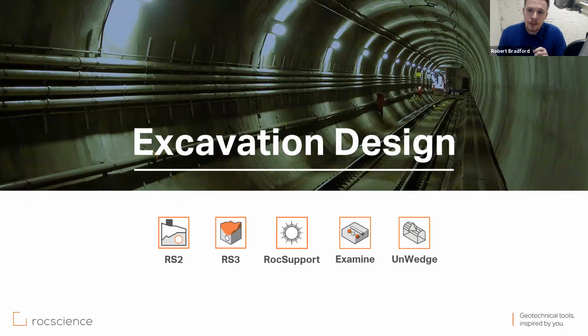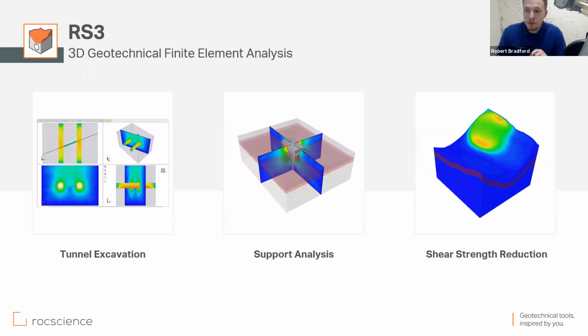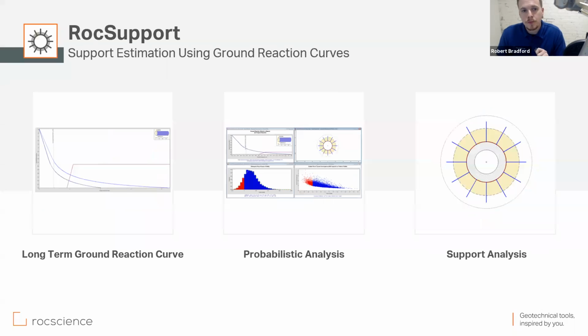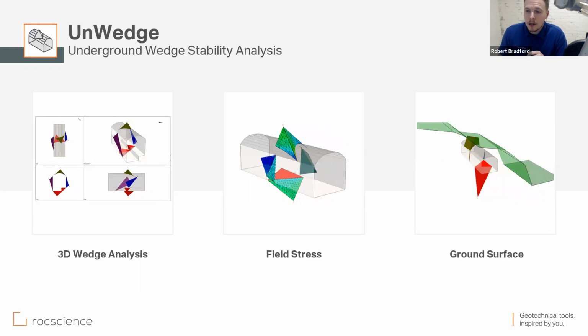Next category is excavation design. We'll start with RS2. We'll talk a little bit more about RS2 later as well. It's a 2D finite element analysis program. The 3D version of that is RS3, also obviously finite element analysis. Next is RocSupport. This is used for estimating deformation in circular excavations in weak rock. EX3 is our boundary element program. It's used for 3D stress analysis for underground excavations. And then there's Unwedge. Unwedge is an underground wedge stability analysis program.